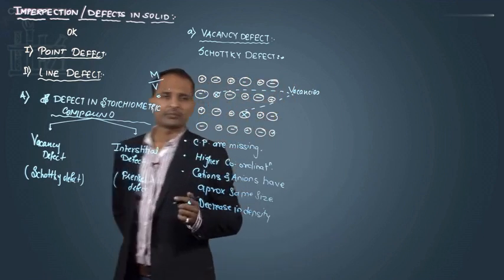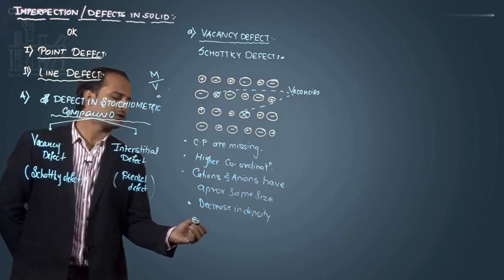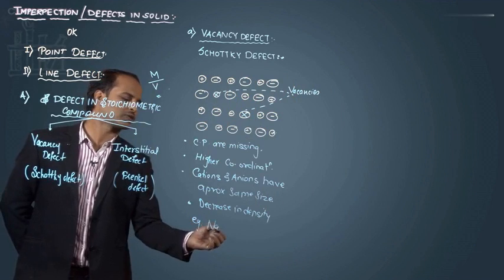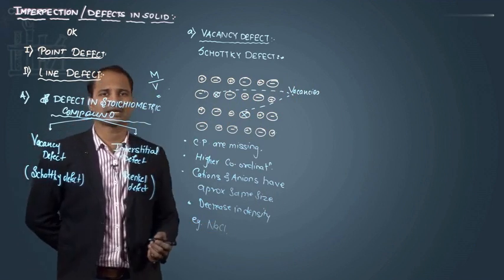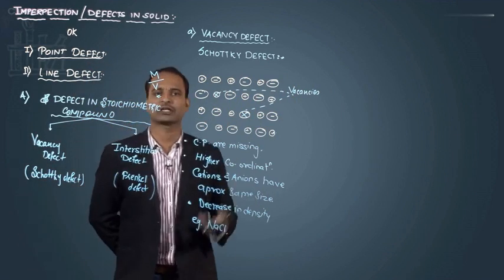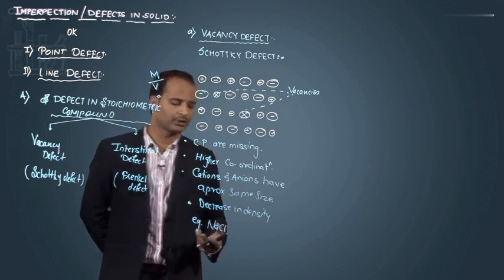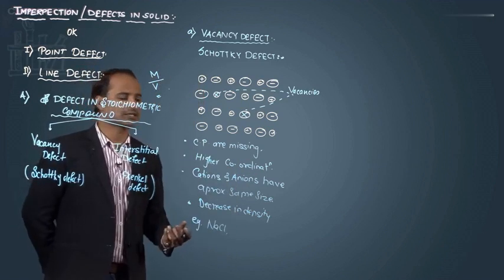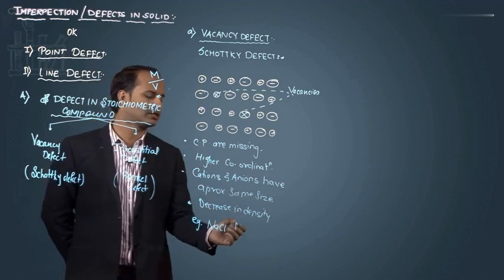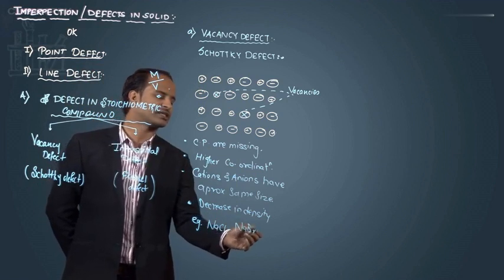As an example, it occurs generally in those ionic solids where the cations and anions have approximately the same size, because here the requirement is a higher coordination number, which is possible only when the cations are larger in size, like NaCl, NaBr, CsCl, etc.